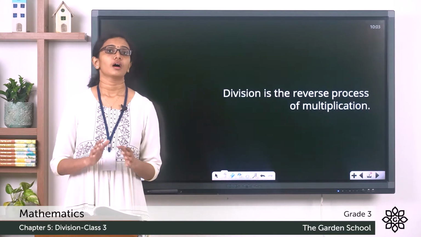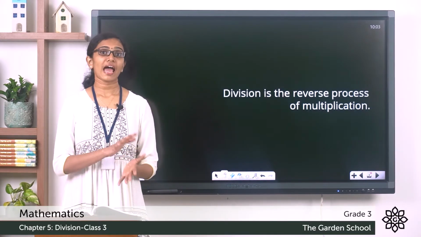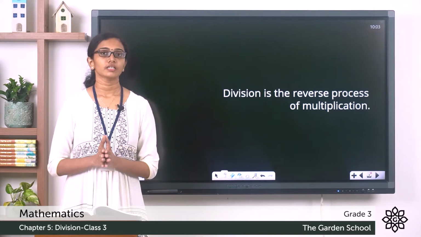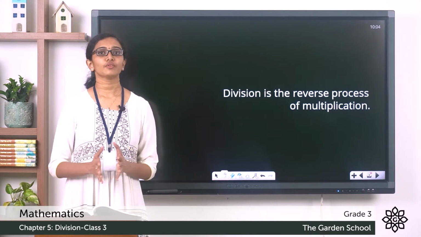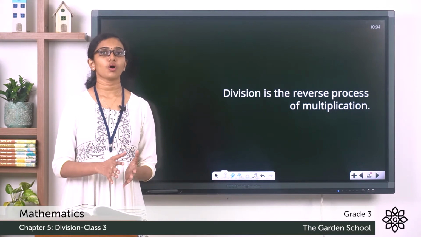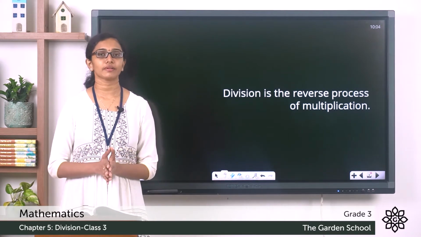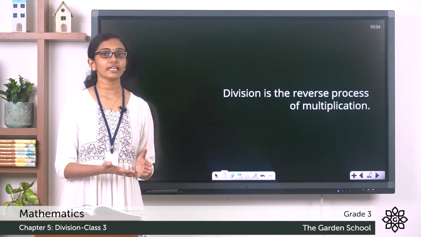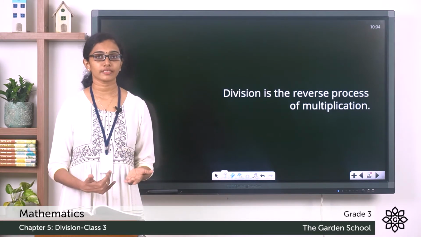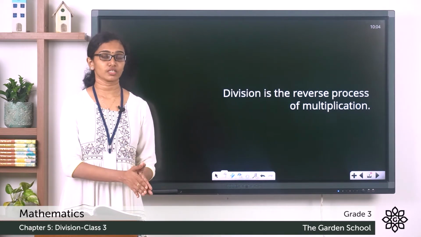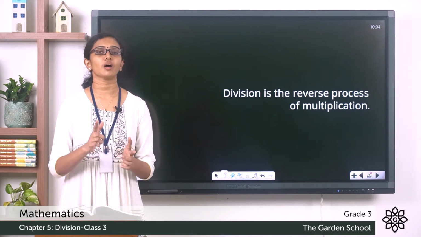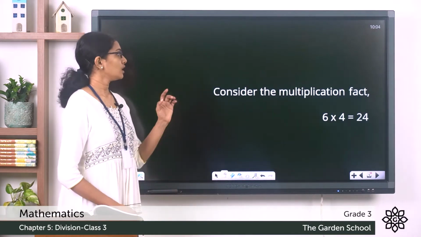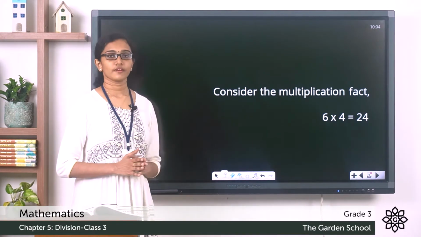So in multiplication, you add a number or a group repeatedly, right? Similarly, in division, you subtract or take away a number or a group repeatedly, the same number in both the cases. So in multiplication, you add something repeatedly, and in division, you subtract something repeatedly. So you can say division is the reverse process or the opposite of multiplication. Clear?